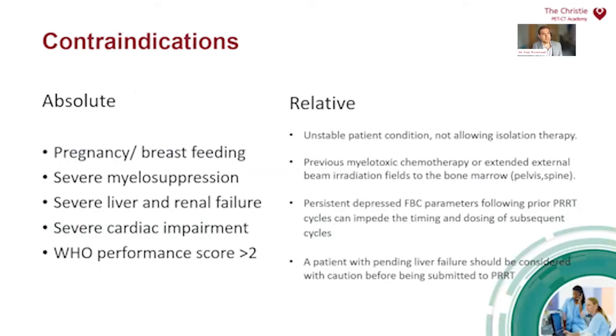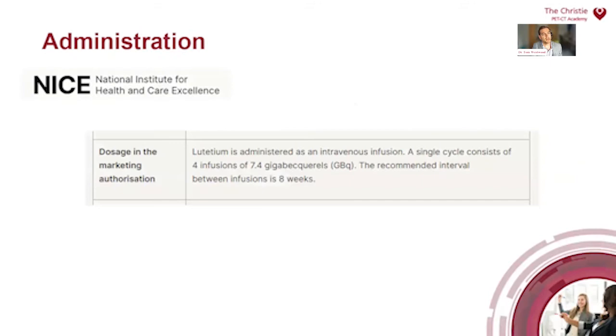Who shouldn't you treat? All the absolute contraindications are quite straightforward. Patients who are pregnant or breastfeeding, or patients who are very unwell, shouldn't be treated. But the reason for relative contraindications is it's often difficult to decide when patients become too unwell to treat. So that's the balancing act that you tread when you're deciding which patients to treat. A detailed overview of that is beyond the scope of this talk, unfortunately.